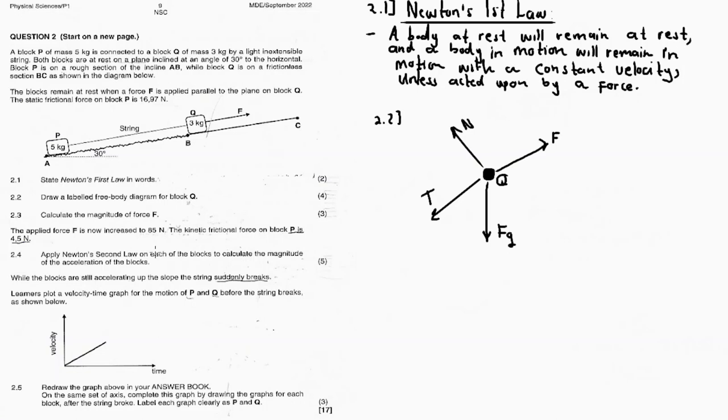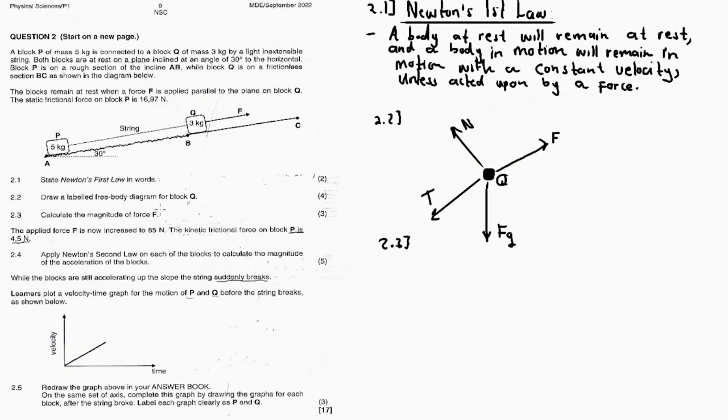Now in 2.2 we see that there are 4 forces. So the normal force, the force applied, tension, and the gravitational force. So it's 1 mark for each vector. Now 2.3, calculate the magnitude of F. 2.3, calculate F.